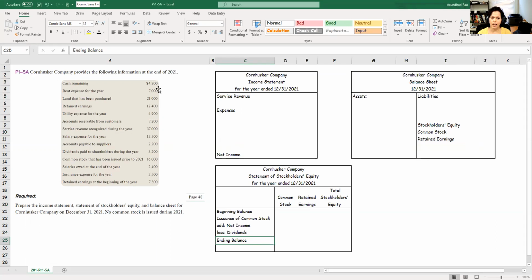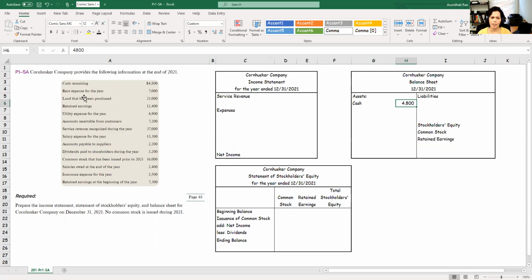Cash that's remaining at the end of the year, cash is an asset. So cash, I'm going to list that over here, and I'm going to put that number over here, 4,800. So as I see an account name, I'll tell you what it is, which statement it goes to, and put it in over there.